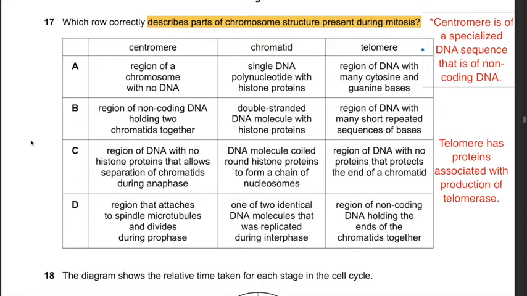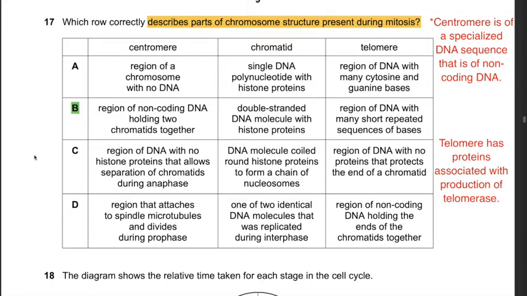If we go to the options A, B, C and D, option A is incorrect as it mentions centromere as a region of a chromosome with no DNA. However, centromere is of a specialized DNA sequence that is called non-coding DNA. Therefore, option A is incorrect. D. Region of non-coding DNA, correct. Double-stranded DNA molecule with histone proteins, correct. Region of DNA with many short repeated sequence of bases, yes, that is also correct. Hence, option B is the correct answer.